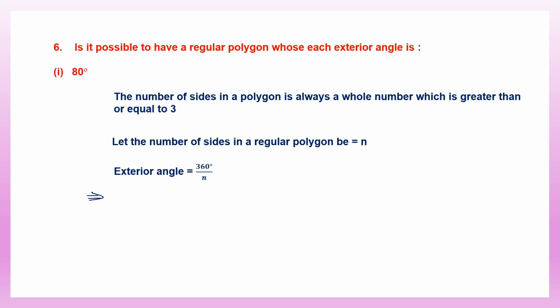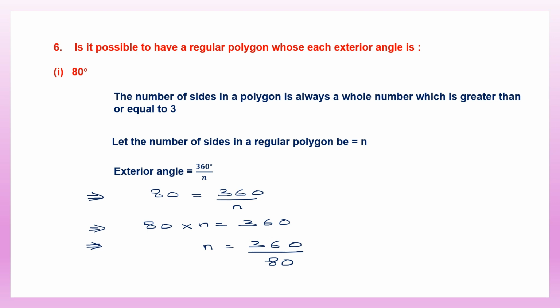Exterior angle is 80 degrees and this is equal to 360 divided by n. Now when we transpose n to the other side, it becomes 80 into n is equal to 360. Now let's find the value of n. n is equal to 360 divided by 80. Now cancel the zeros. Divide 36 by 8. Okay, let's divide 36 by 8 and see.